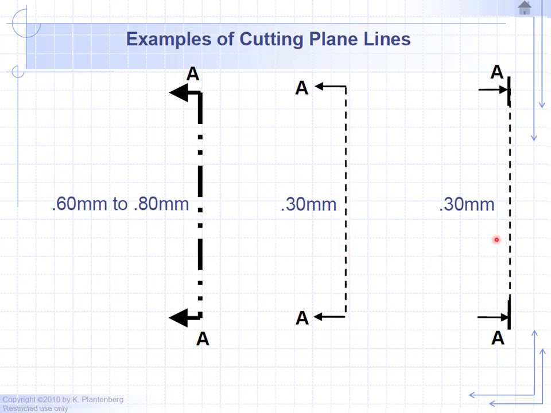We try to use different thicknesses, but since section lines stand out on their own, it's okay if you do use a similar thickness as a hidden or center line. I prefer to use the thick phantom lines, but they're all very common. It's a matter of preference. Again, follow your company standards.